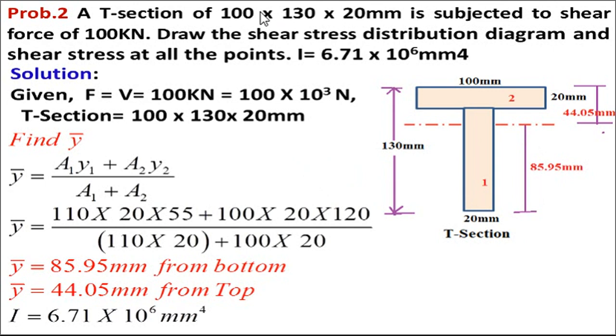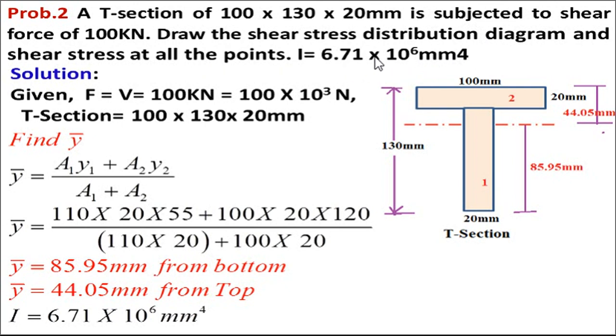See the problem given. For the T section 100 by 130, 100. Whenever dimensions are given like this, it is applicable to the entire cross section. 100 means the top width. 130 means top to bottom, and 20 mm means this thickness is 20, this thickness is 20. It is subjected to a shear force of 100 kilonewton, means V is 100 kilonewton. Draw the shear stress distribution diagram and shear stresses at all the points when I is equal to 6.71 into 10 to power 6 mm raised to 4.